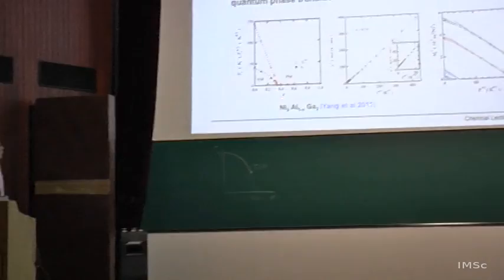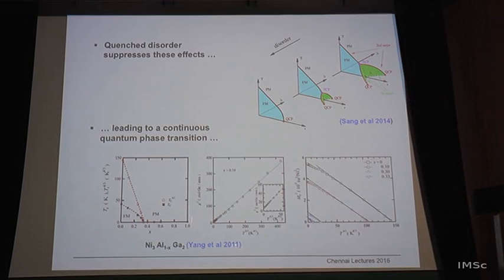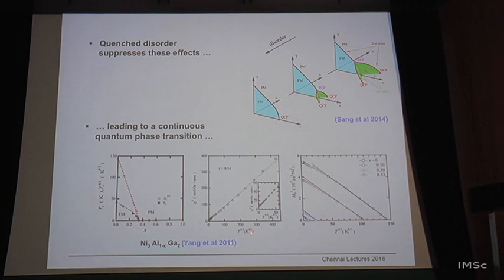OK, so here you see that looks like a continuous transition. If you're not quite sure from this plot, here's the inverse susceptibility, the magnetic susceptibility, plotted against temperature to the 4/3. Again, that's biased by theory, that 4/3 exponent. And you see the inverse susceptibility actually very nicely goes to zero here. So the susceptibility seems to diverge, hallmark of a second order transition.